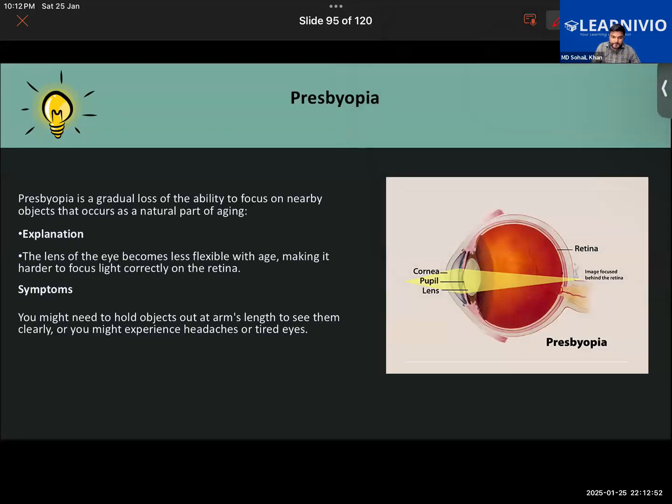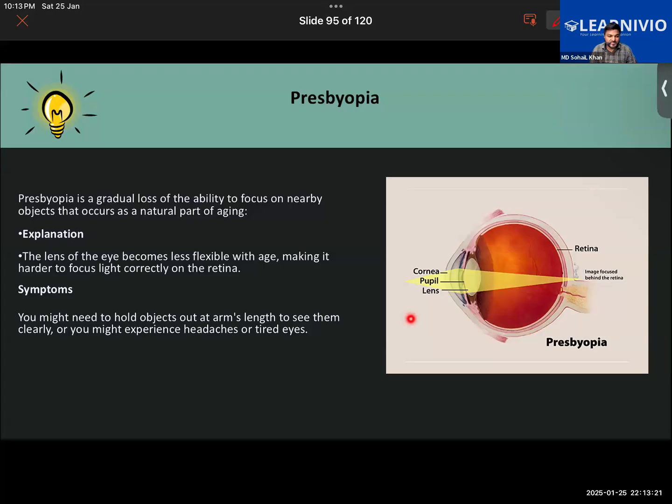Now, as we were discussing the eye lens, I had told you that with age, the eye lens can become thicker, plus it can become less flexible sometimes. Getting it? So in this condition, what will happen? Also, the eye lens loses its flexibility.